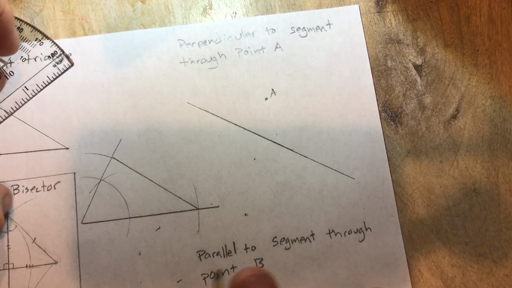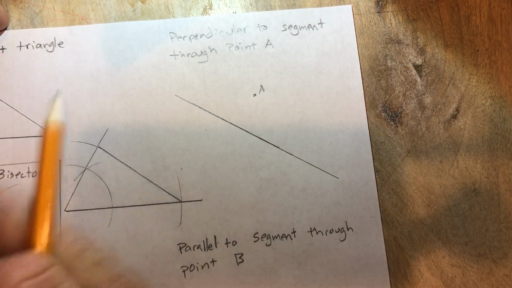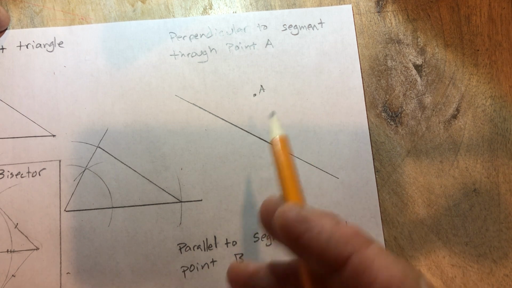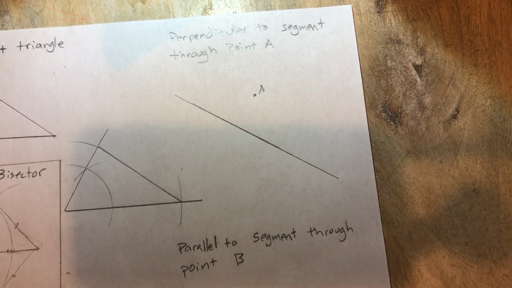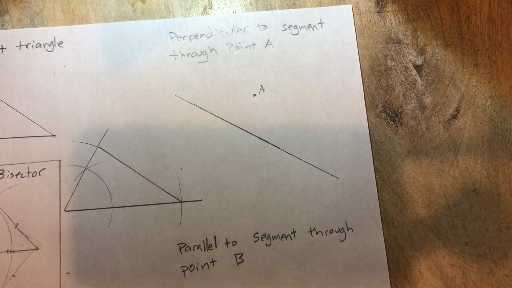The perpendicular to a segment through point A. And we're going to take a little bit of a clue from our segment bisector. It's going to be a little bit similar to that. But and again, this is all about congruent triangles. This is why all of this stuff works.